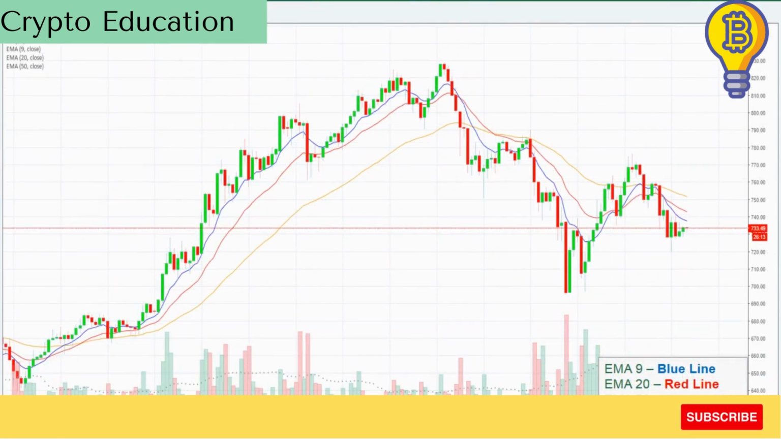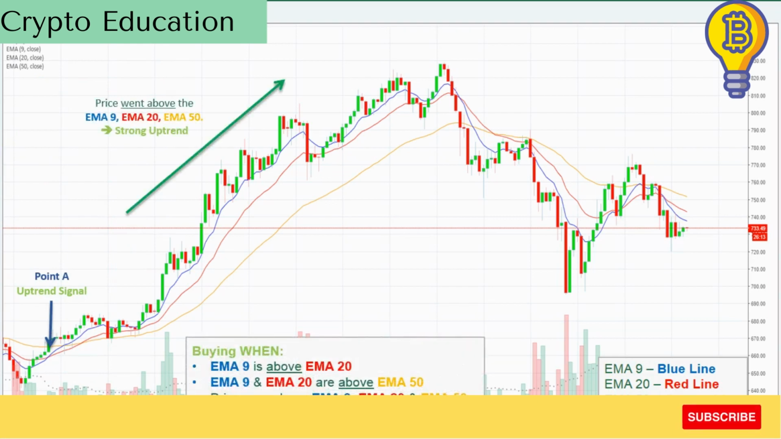Okay, another example. We had an uptrend signal when the blue line crossed above the red line at point A. The uptrend signal was stronger when EMA 9 was above the EMA 20, and both lines were above the EMA 50, and the price was above all of these moving averages. As you can see on the chart, the price of Ethereum went up by about 25% from $660 to over $800 per coin.